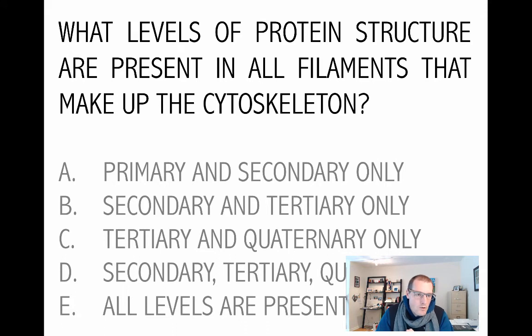What levels of protein structure are present in all filaments that make up the cytoskeleton? This is actually a little bit of a difficult question to answer because you've got to know something about the individual monomers. Let's deal with actin filaments to start with. We've got a monomer of actin protein. So there's a chain of amino acids. So that's primary structure. Now, if you looked at the actin monomer, you would see that it's folded up and there's secondary and there's tertiary structure. Then when we make the actin filament, we stick all of these actin monomers together, and that gives us quaternary structure.